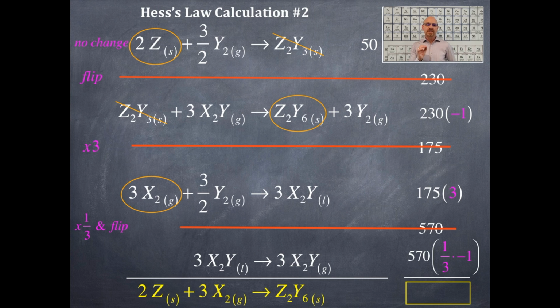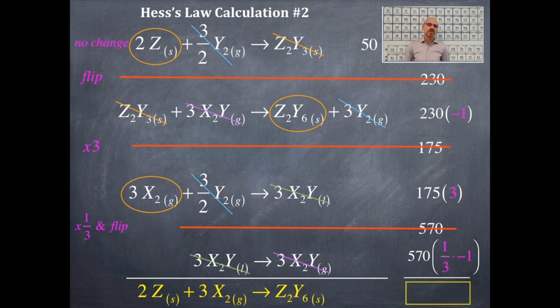So this z2y3 solid, both of those cancel out. Okay, the next one is the 3x2y liquid that both cancels out. That's important right there too. And then the next one is the 3x2y that cancels out. Okay, and then this next one over here is the 3y2 that cancels out.